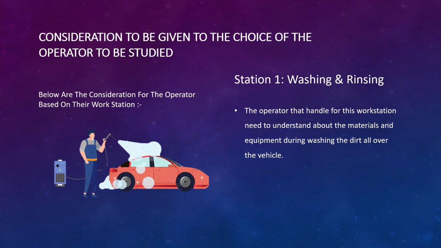For my part, I will present the consideration to be given to the choice of the operator to be studied. This consideration is based on the workstation that refers to the operation. There are 3 stations. Station number 1 is washing and rinsing. The operator at this workstation needs to understand the materials and equipment used when washing the dirt all over the vehicle. Every vehicle has its own surface characteristics, so the operator needs to understand the material they apply to the surface.